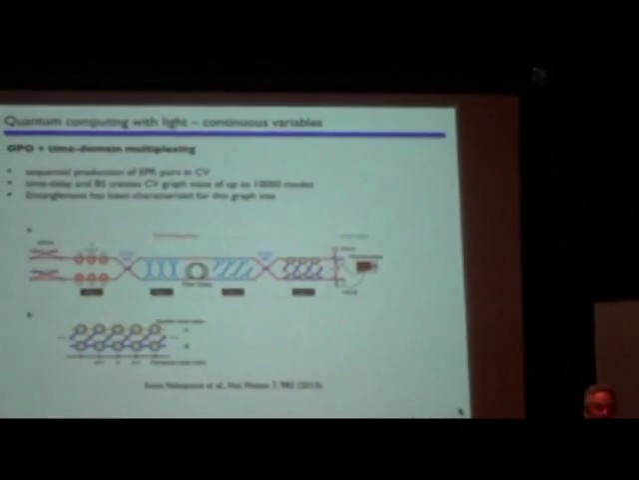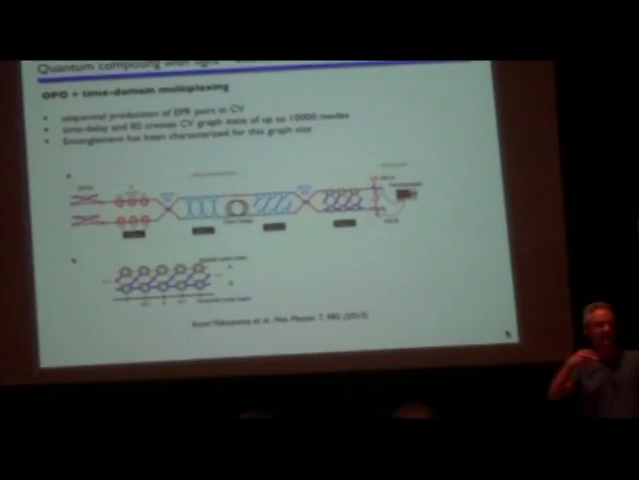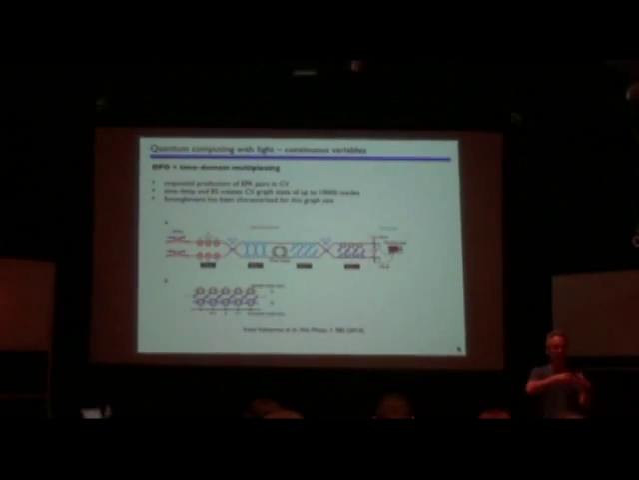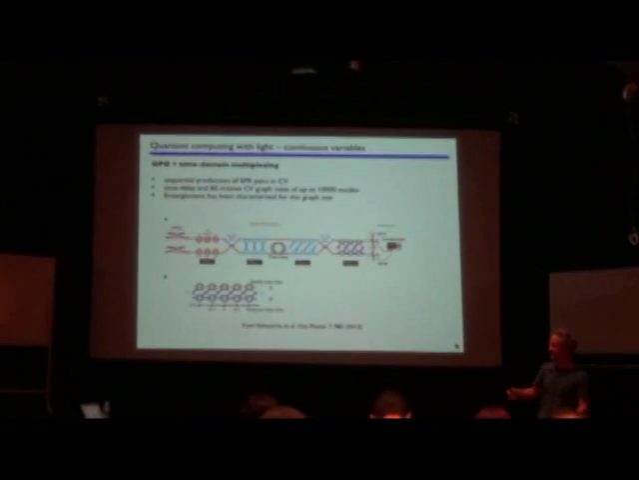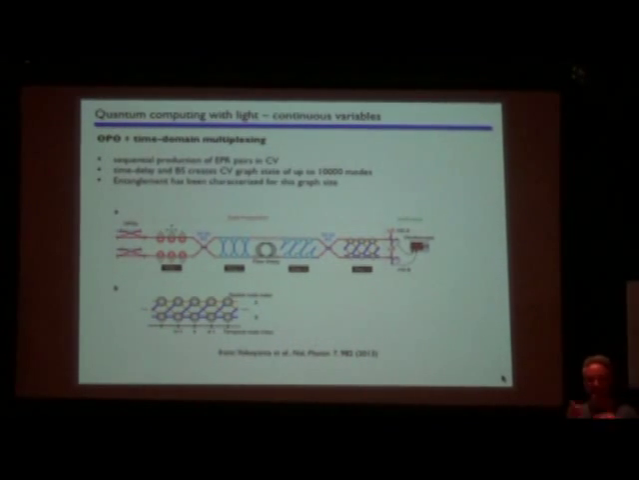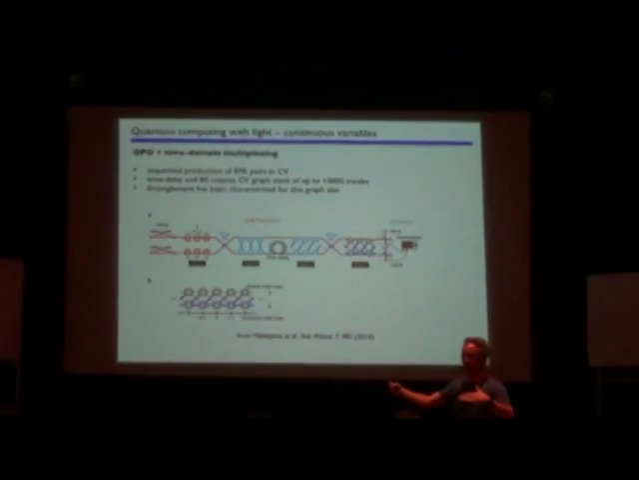So it's kind of a rail, like a long train of entangled states that you produce and which are flying through, right? You produce, and the thing is flying entangled. And this entanglement has been characterized for 10,000 modes. Okay, so 10,000 of these little guys entangled with each other.